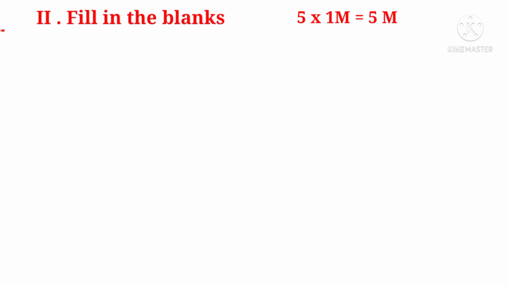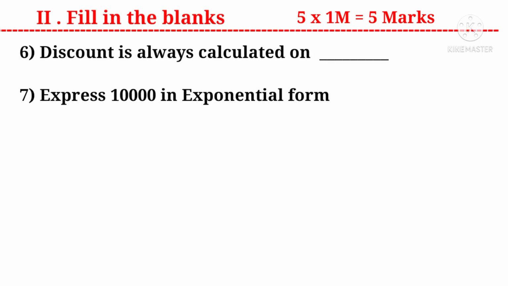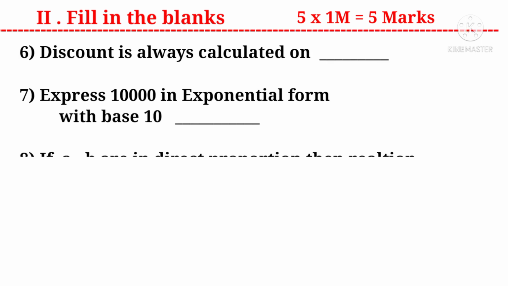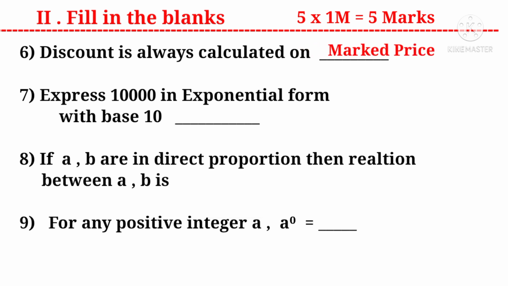Now let us take Roman number 2. Fill in the blanks. Each bit carries 1 mark. So there are 5 bits, so 5 into 1 mark is 5 marks. Number 6. Discount is always calculated on MRP, that is marked price.